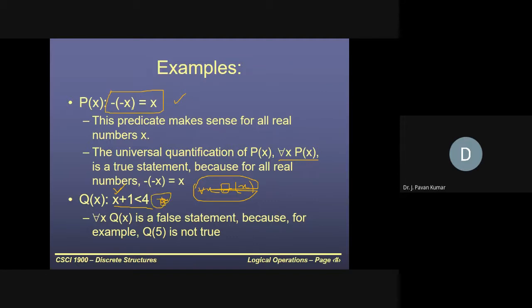Whereas minus of minus x, this particular predicate is always true for all the values of x, so we can use for all x. In this particular case, we can use the second quantifier called there exists. There exists x such that Q of x. What does it mean? For at least one value of x, this Q of x is true. Yes or no? At least one value of x exists or not? Yes. Can you tell where Q of x is true?